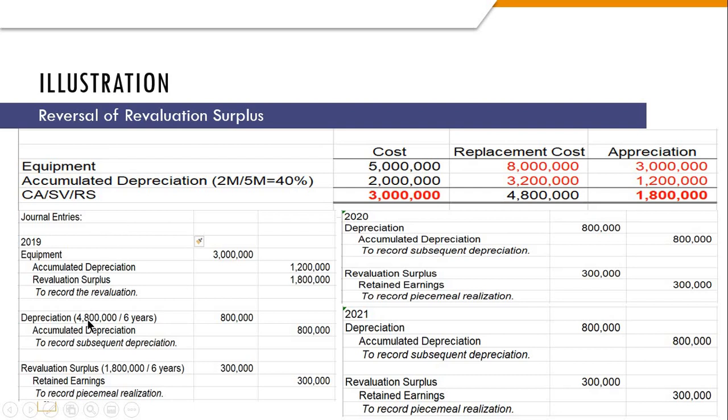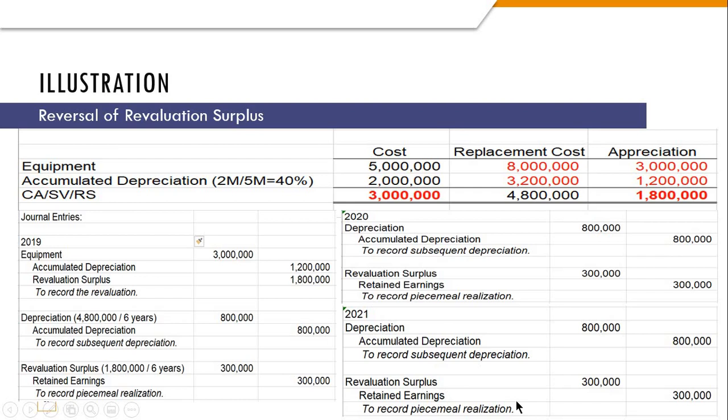No? So that's 4.8 million, the revalued amount or the sound value, divided by the remaining useful life na 6 years, so that's 800,000. Depreciation for 2019. Of course, the piecemeal realization would be 1.8 million divided by 6 years din. Ayan. 300,000. The same entry will be for 2020 for the depreciation and the revaluation surplus, piecemeal realization, and for 2021, the same lang. Okay?